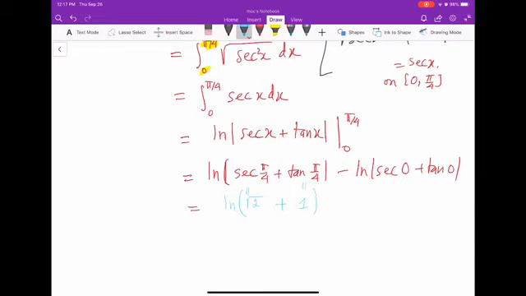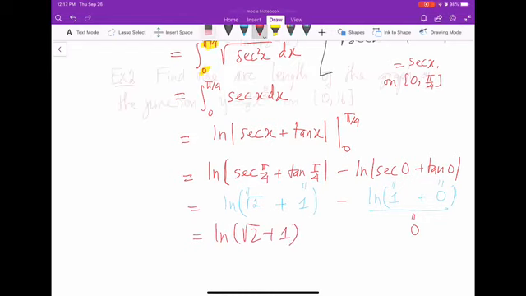Secant of 0. What is secant of 0? This guy is just 1, and tangent of 0 is just 0. Right? So you have ln of 1 plus 0 in here. Of course, this guy is 0, right? So minus. So finally, the final answer is ln of square root of 2 plus 1.